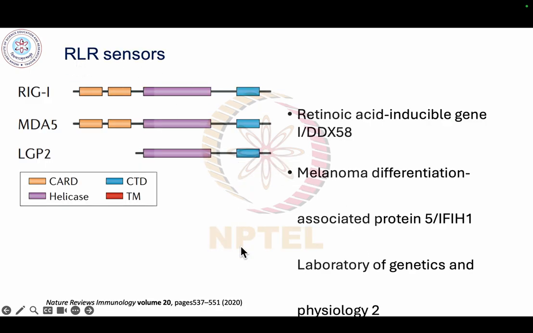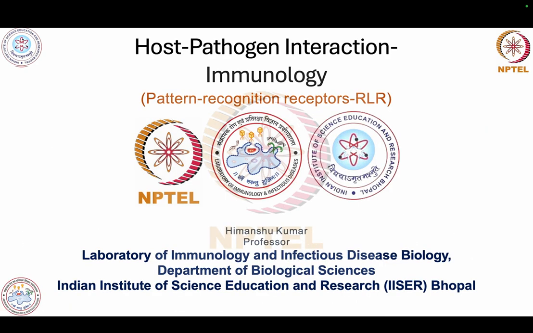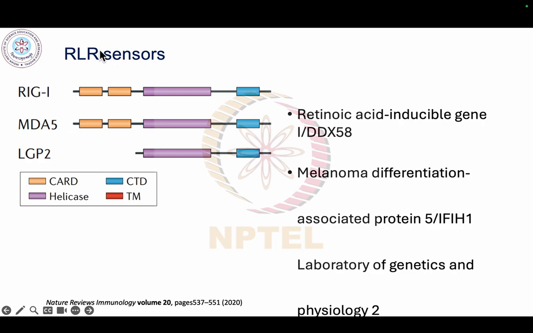So this is RLR. These are special pattern recognition receptors, for example RLR. Different kinds of RLR sensors are there: RIG1, MDA5, LGP2. Three main domains are present: CARD domain, helicase domain, CTD domain, and TM domain. CARD domain is present in RIG1 and MDA5. Helicase domain is present in all, and CTD domain is also present. RIG is retinoic acid inducible gene 1 or DDX58, MDA5 is melanoma differentiation associated protein 5, IFIH1, and LGP2 is laboratory of genetics and physiology.